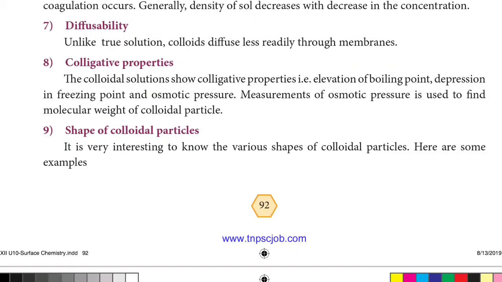Then the shape of colloidal particles. The various shapes of colloidal particles are given here as examples. For As2S3, the colloidal particle shape is spherical. For Fe(OH)3, ferric hydroxide, it is a disc or plate-like shape.